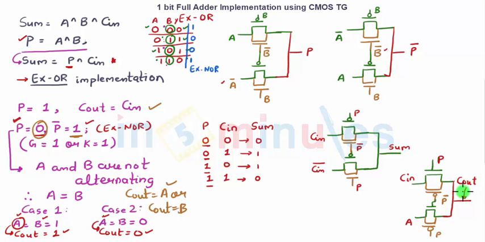So this is nothing but my sum and Cout implementation in CMOS transmission gate style. It's a very straightforward thing. Hope you have followed.